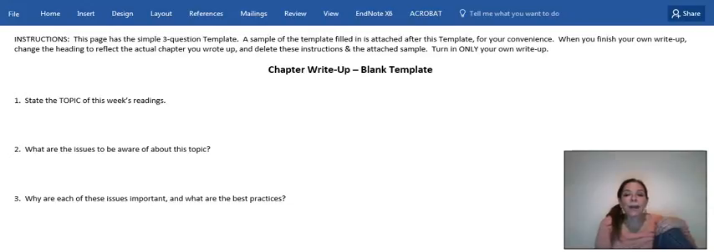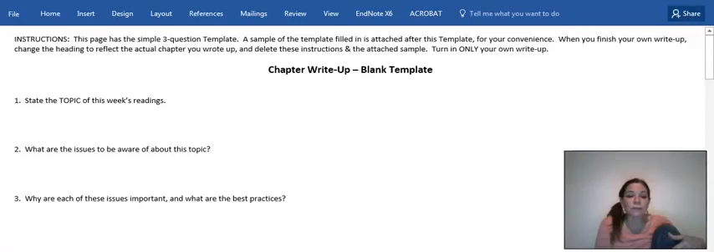Your blank chapter write-up looks like 3 little questions, right? And that's what it is, 3 little questions. But by the time you get done, these 3 questions are going to turn into 3 pages, or more or less, depending on what you get out of the book, but that's what it turned into for me. I wrote up chapter 5 for you. So let's go down here.